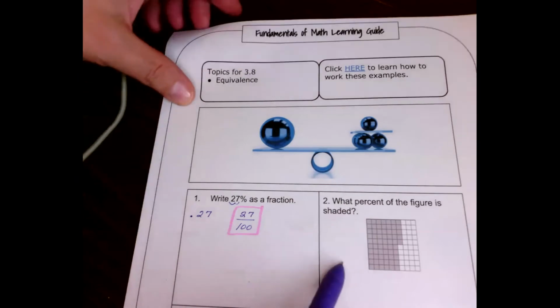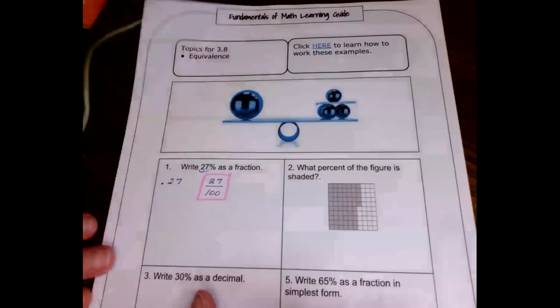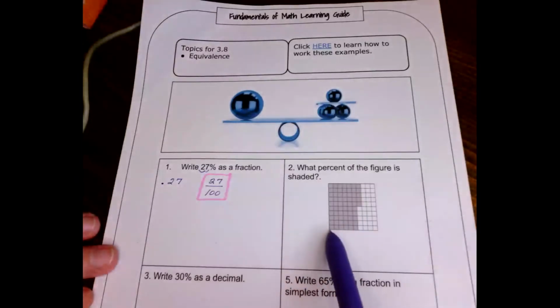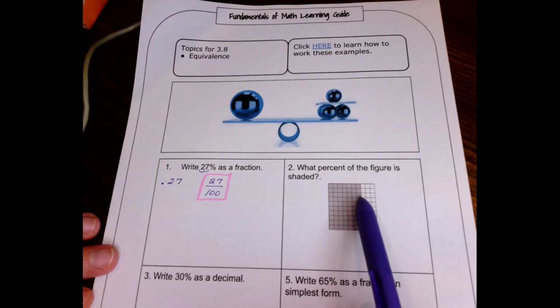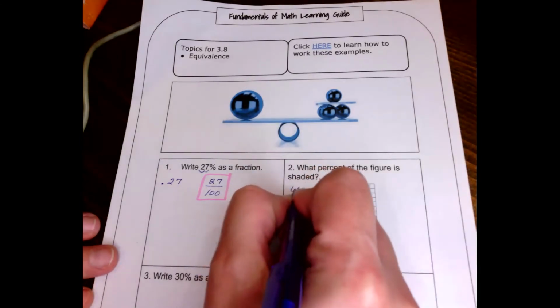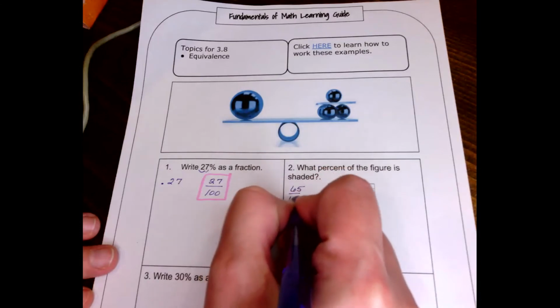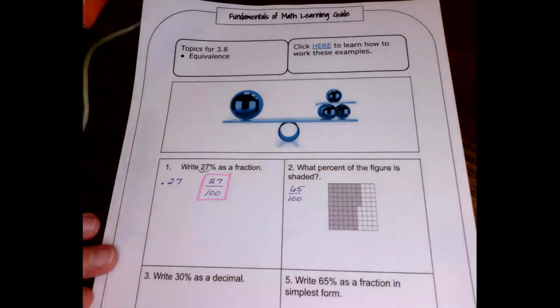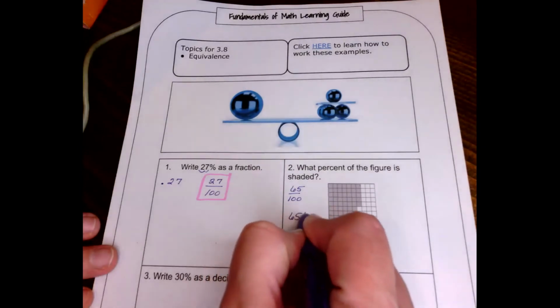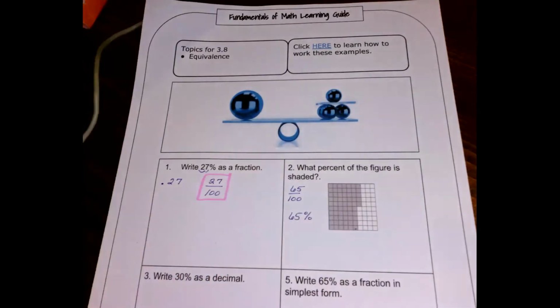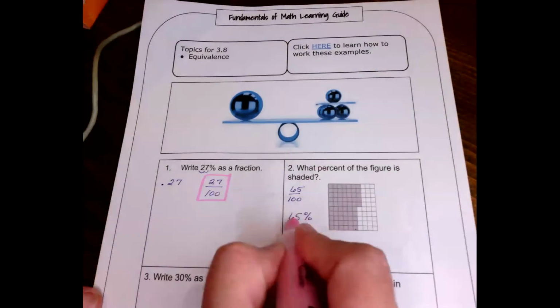Now, number 2 here, what percent of the figure is shaded? So each of these is 10. So 10, 20, 30, 40, 50, 60, 61, 62, 63, 64, 65 out of 100 are shaded. So 65 per 100, 65% then would be shaded.